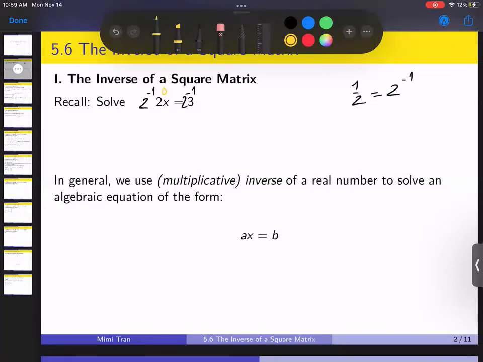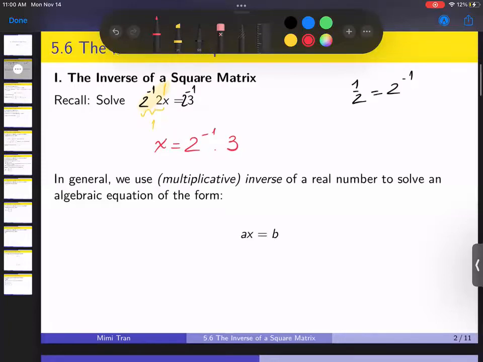If you multiply two same bases, you add the exponents. So -1 plus 1 is 0. I'm sorry, 2 to the first. So 2 to the 0 is still 1. But the point is, 2 to the -1 times 2 is cancel. It's just 1, right? Which leaves you just x equal 2 to the -1 times 3, and then it's equal to 3/2, right? But I'm not going to write it here because it's not my point.